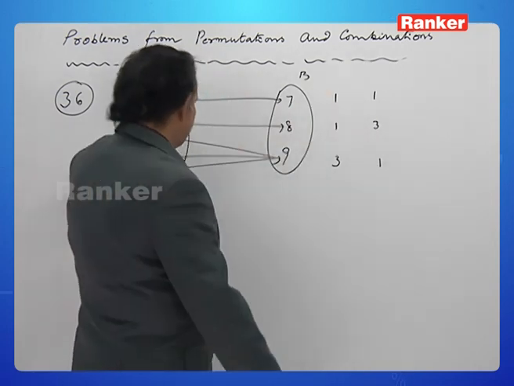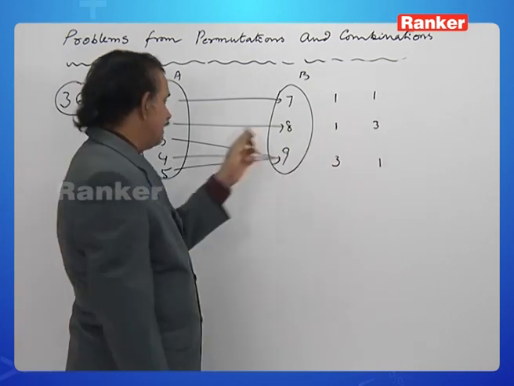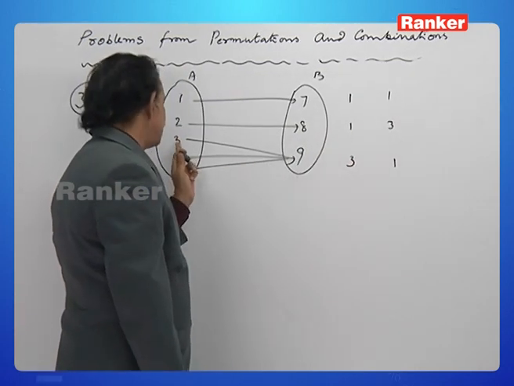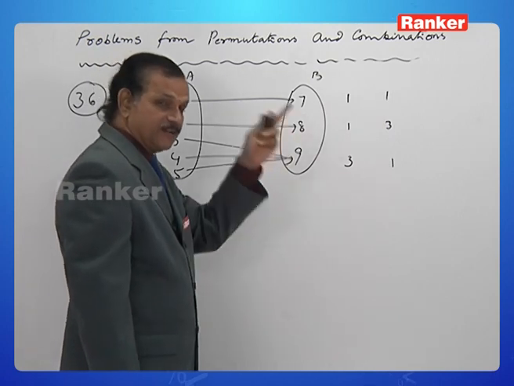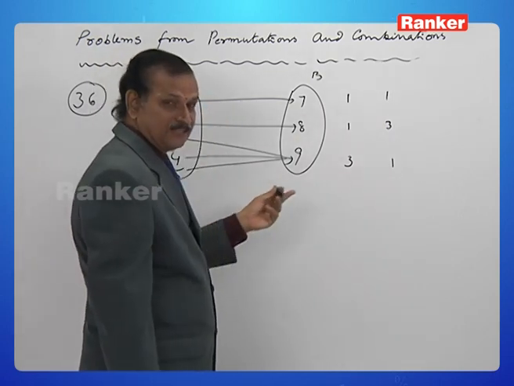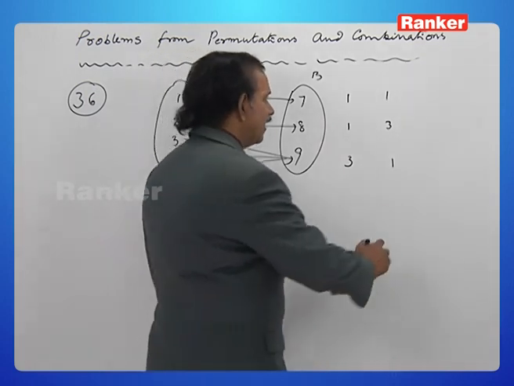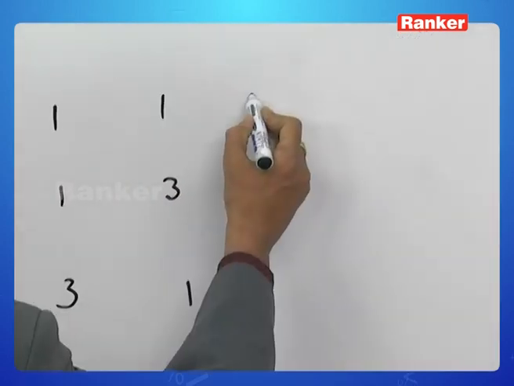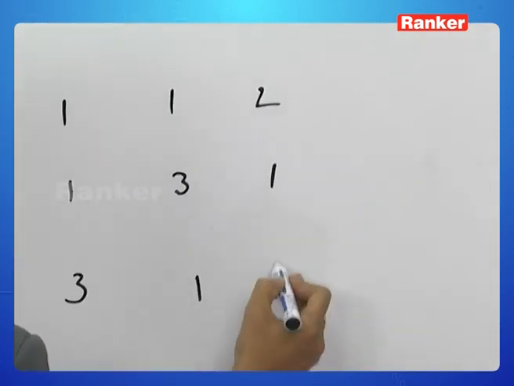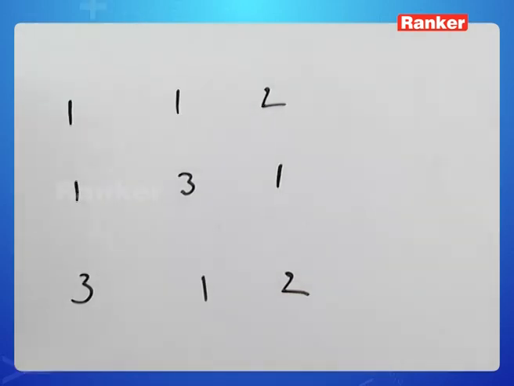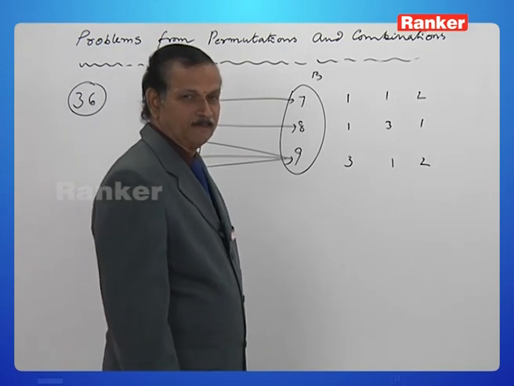One pre-image, F of 1 is 7. Three pre-images, F of 2 is 8, F of 3 is 8, F of 4 is 8 and F of 5 is 9. Yes, the definition of a non-decreasing function has been followed here. Well, another case. Two pre-images, one pre-image, two pre-images. That may happen.